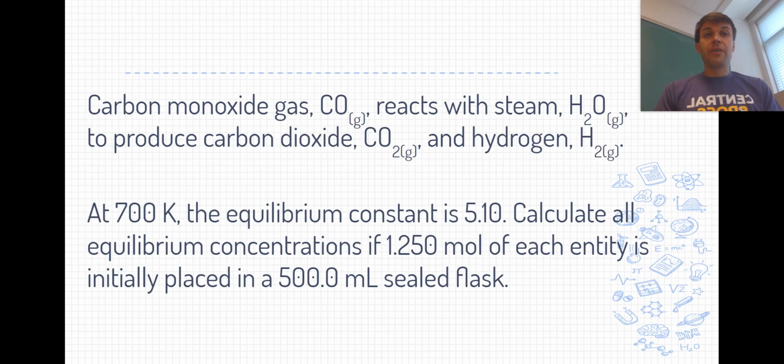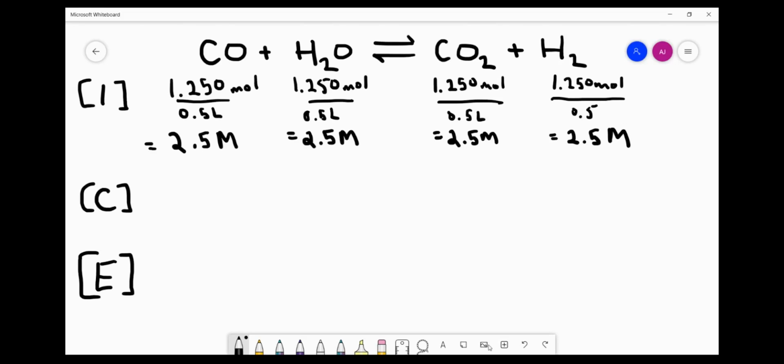You can start off here by writing a balanced chemical equation and setting up the ICE table. Here's the start of my ICE table. Just like in every example, we start off with a balanced chemical equation. And note that this equation is balanced with a 1-to-1 to 1-to-1 ratio. Next, I've placed my given information under each chemical.